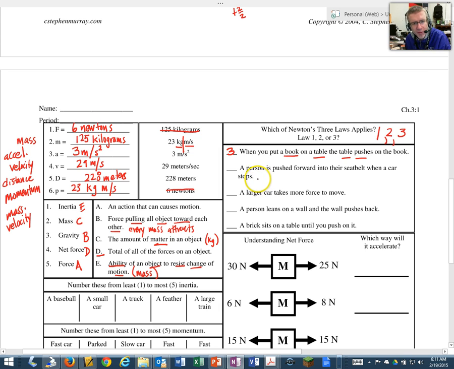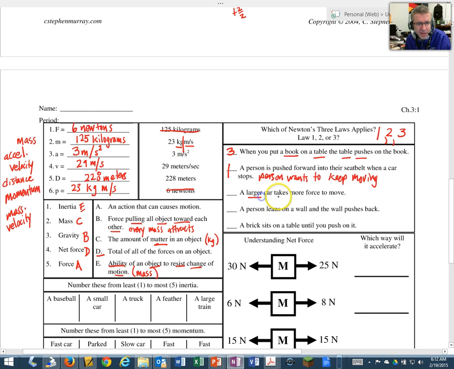A person is pushed forward in their seatbelt, so the person wants to keep moving even though the car is stopping. The only way the car knows how to stop a person is with the seatbelt. Otherwise, in accidents, you fly through the windshield without your seatbelt. Please wear your seatbelt. The point is, that's all Newton's first law. That's all about inertia. You have a resistance to a change in motion. The car slowing down is changing your motion, and you will resist that.